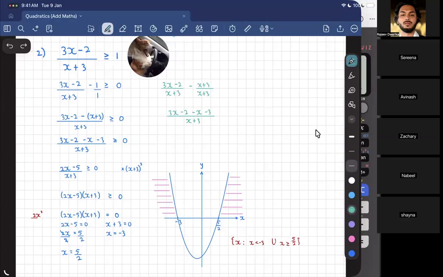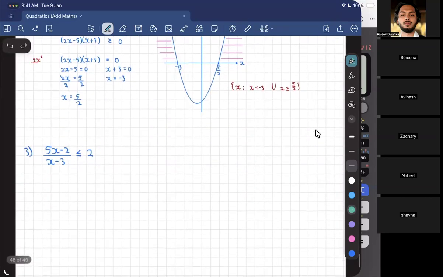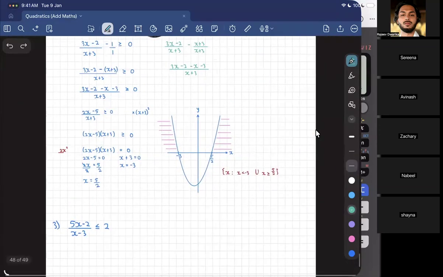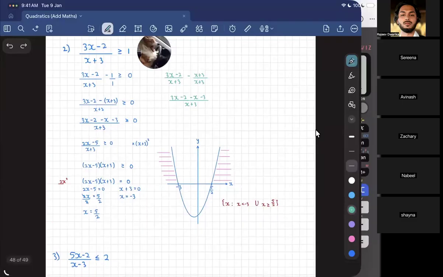Number 3 is the same concept as this. It's the exact same concept. I promise. Literally the exact same thing.